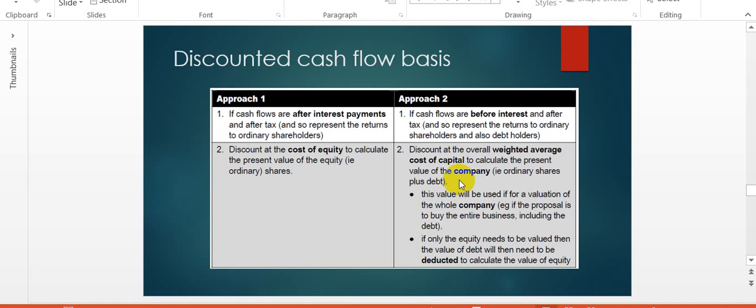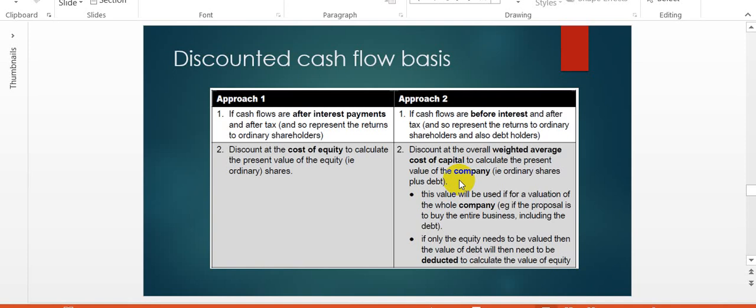Approach 2, you use cash flows before interest and after tax. So these will represent the returns to ordinary shareholders and also the debt holders. You discount these using the WACC to get the present value of the company for both the ordinary shares plus debt.